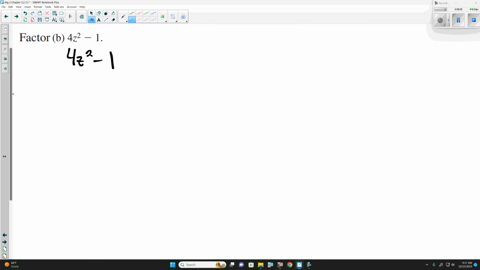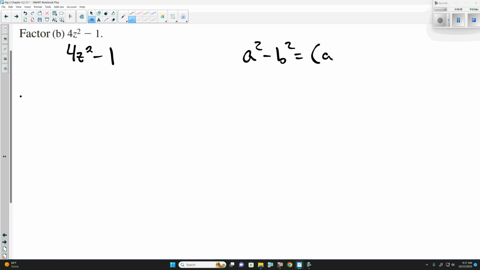Let's look at the next one, 4z squared minus 1. So again, we're still using the form of a squared minus b squared equals a minus b times a plus b. And really, we could have said a plus b times a minus b. Those are the same thing, it's just flipped. Now, looking at this, we do need the values of a and b.